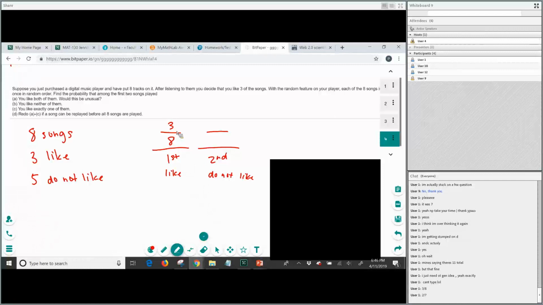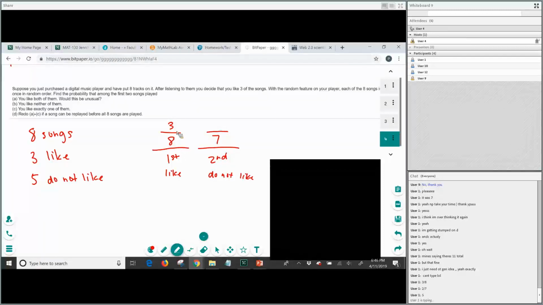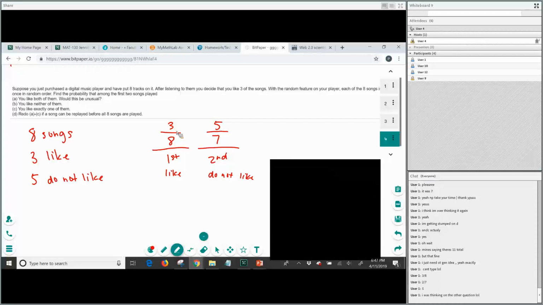Okay, so let's assume that one song has played now. That song is over, and I liked that song. So now the next song is going to play. Now how many total songs are left? There's 7, right? But now remember, the second song, I don't like that one. So what's the probability that I don't like it? How many songs are there in the group that I do not like? So this should be a 5, right?